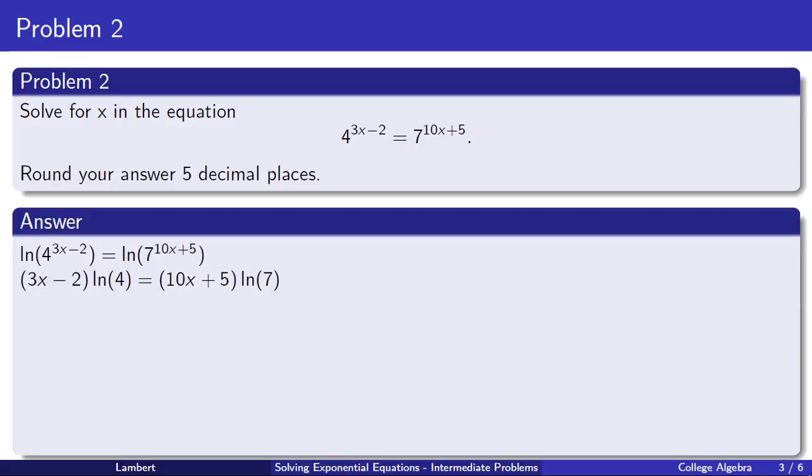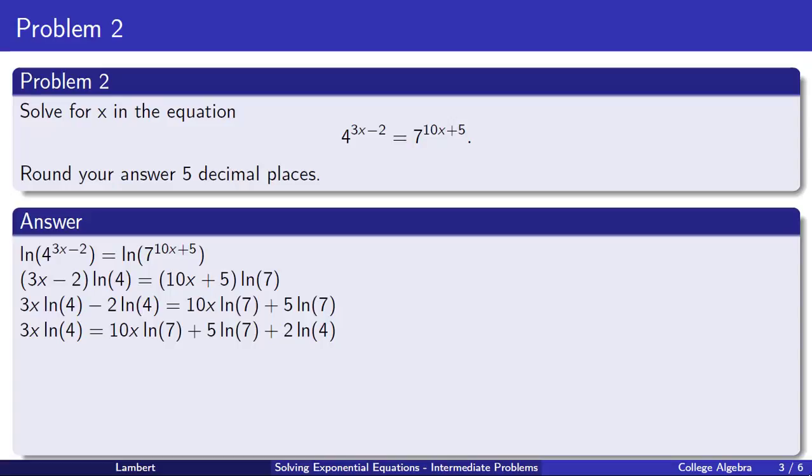Okay, so now moving from there, we distribute the natural log of 4 on the left-hand side and the natural log of 7 to all the terms on the right-hand side. So you get 3x natural log of 4 minus 2 times natural log of 4 equals 10x natural log of 7 plus 5 natural log of 7. And so now we want to try and group our x terms on one side and our constants on the other. So we'll first begin by subtracting 10x from both sides.